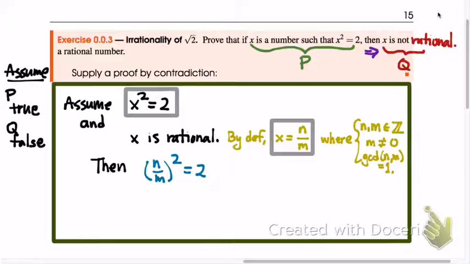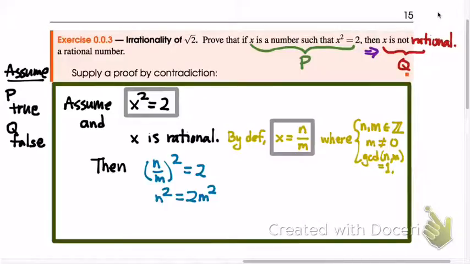Right? And we can rearrange this equation, squaring both the numerator and denominator, and then multiplying the m squared to the other side. n squared is equal to 2m squared. This is the part that we were sort of talking through informally on Monday. Okay, so n squared is equal to 2m squared. What does that mean for us? What kind of mileage can we get out of that assumption?